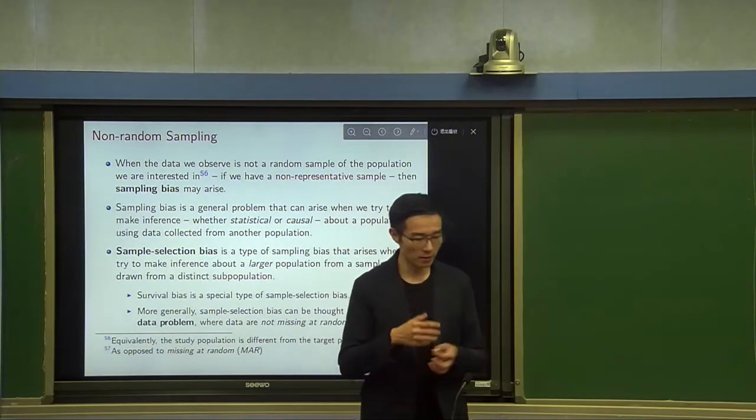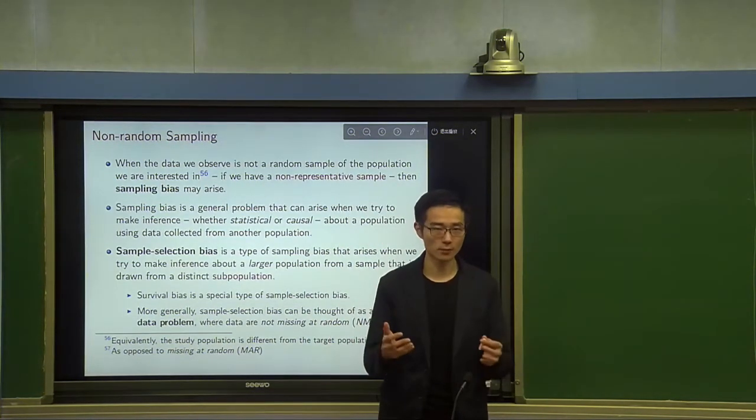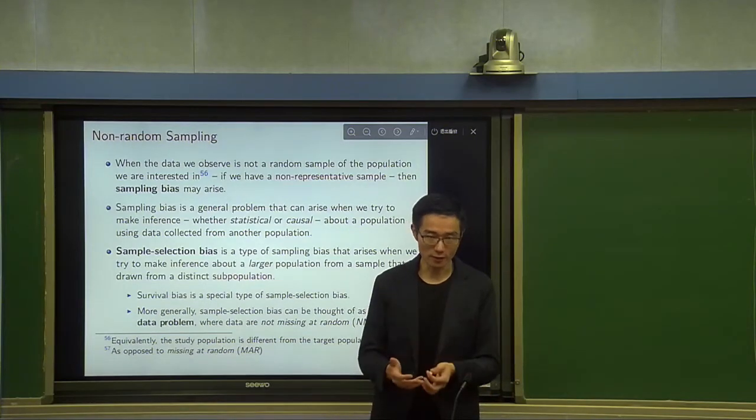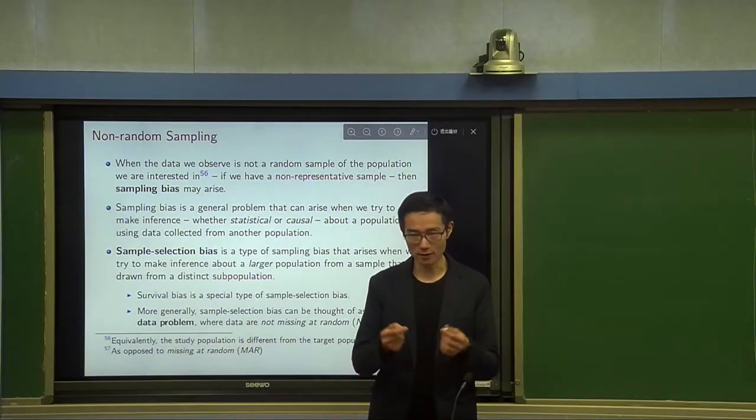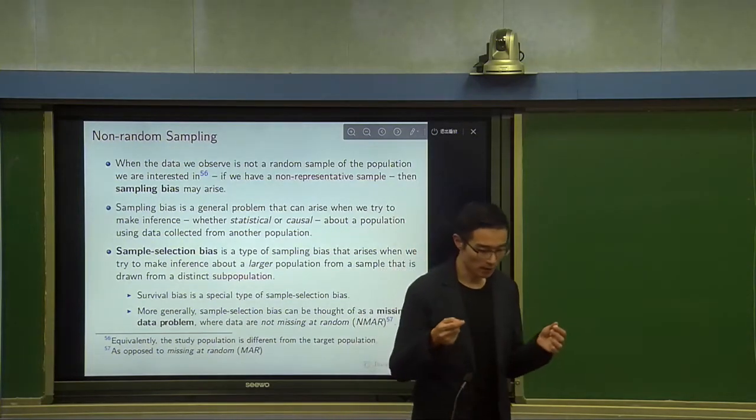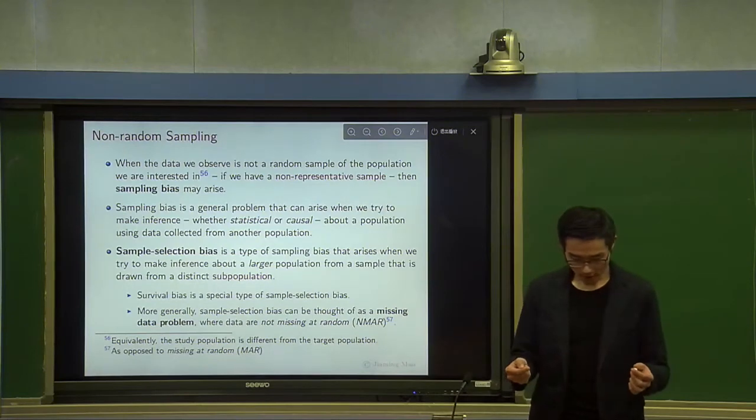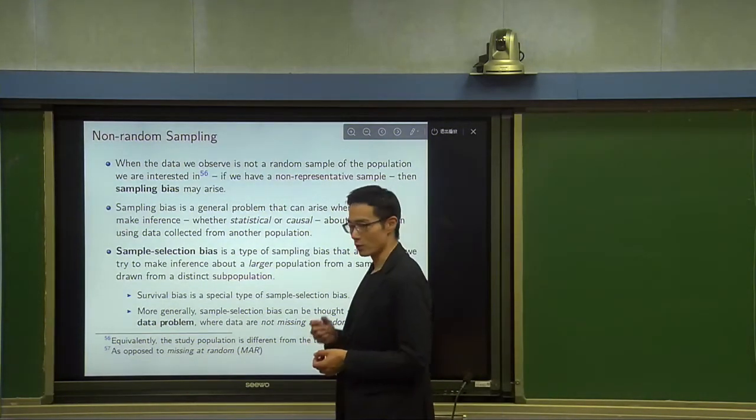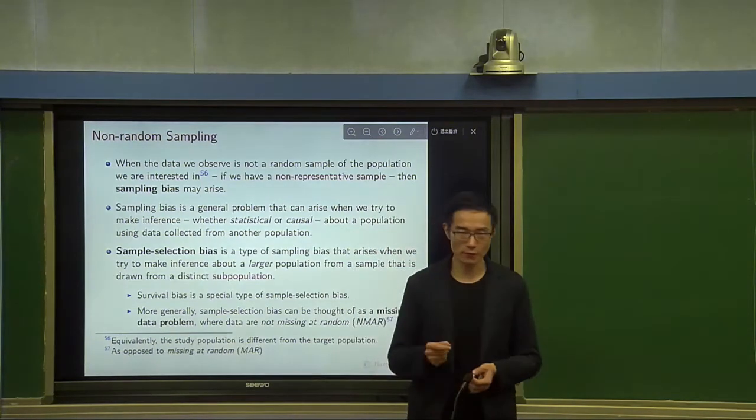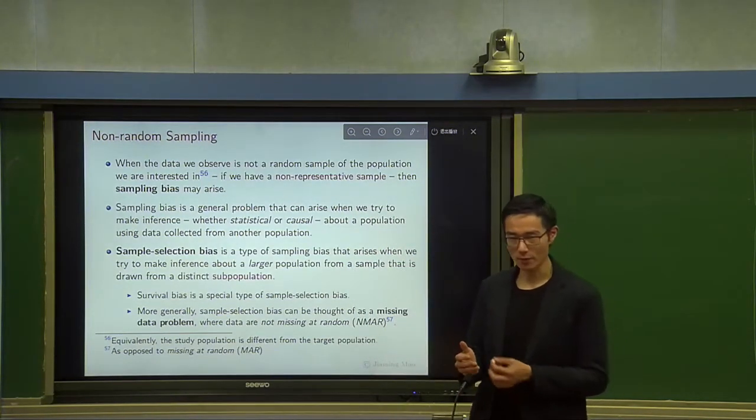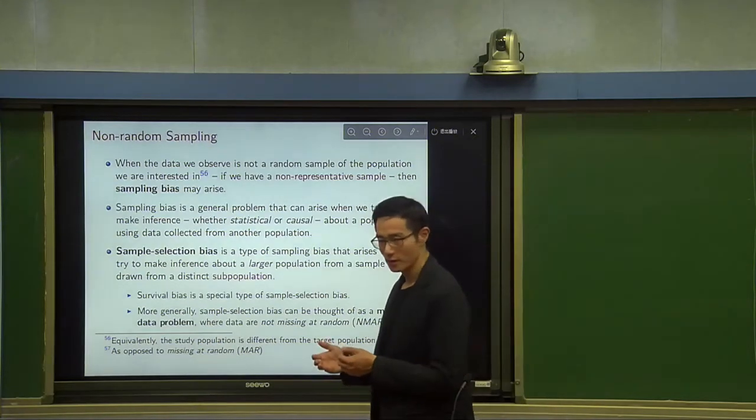So I'm interested in the entire universe, for example, of funds. But if I only see funds that survive, then they are different. And the difference can lead to bias, and this bias is called sampling bias. Now, sampling bias is a general problem. It's not a causal inference problem. It's a general problem. You have this sampling bias both in statistical and causal inference.